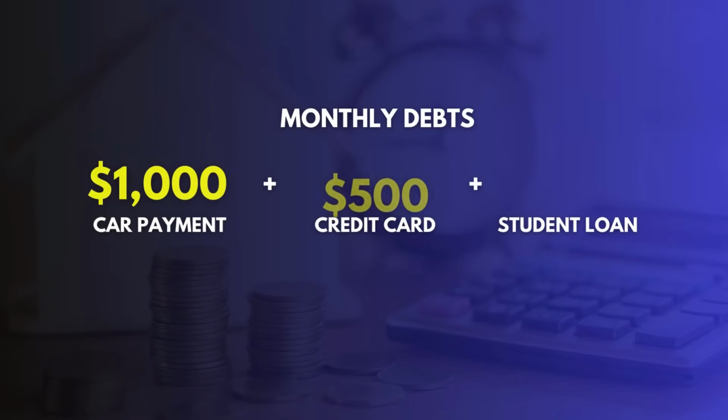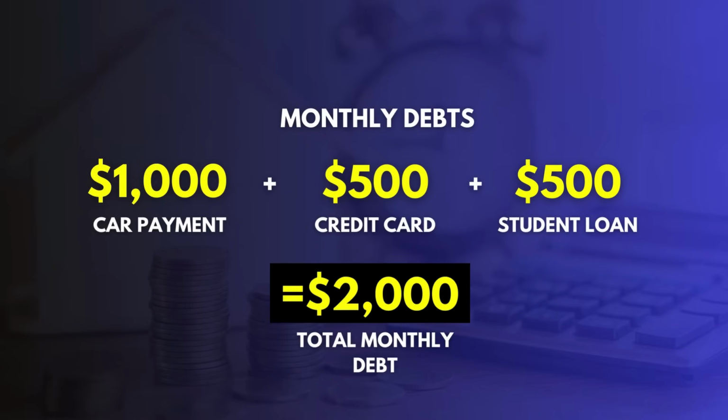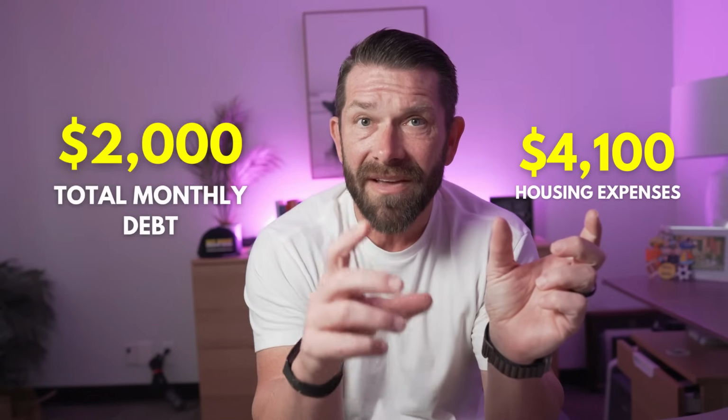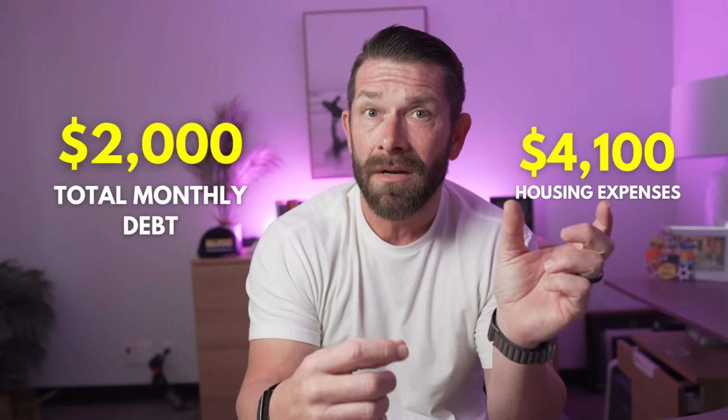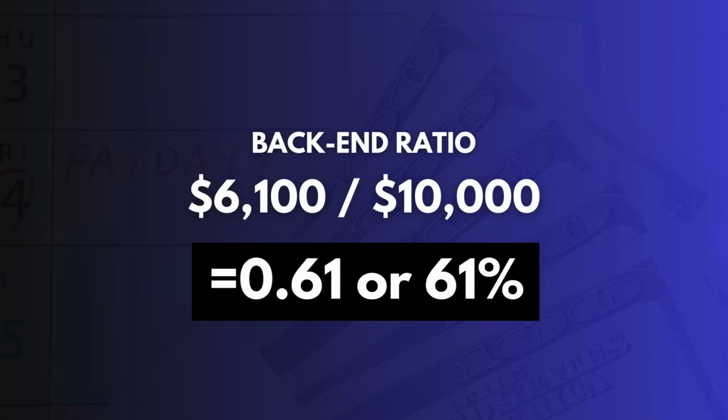But let's say, for example, we have a $1,000 car payment, we've got 3 credit cards that total $500 per month, and we've got $500 in student loans per month. So that's another $2,000 in debt that shows up on my credit report. So we know our housing expenses was $4,100 per month. Now we've got another $2,000 that shows up on our credit report. Well, if we add that to the $4,100, that's $6,100 per month.